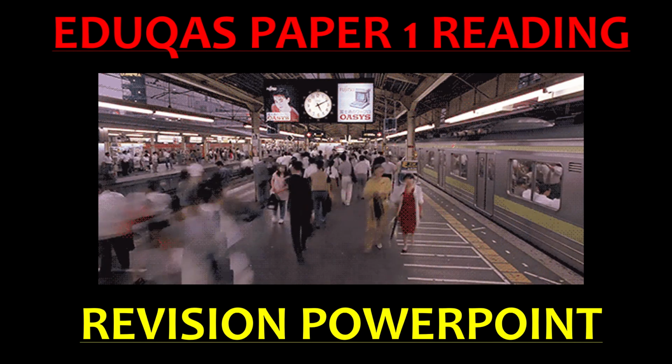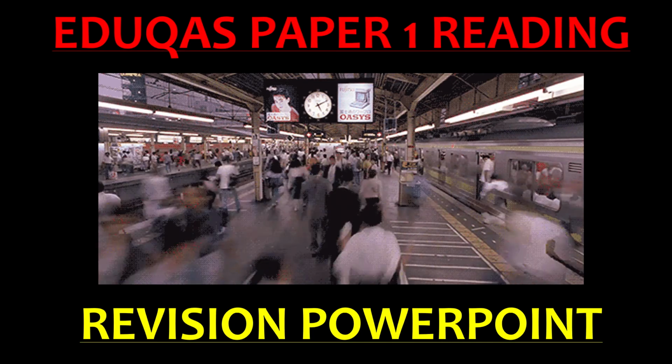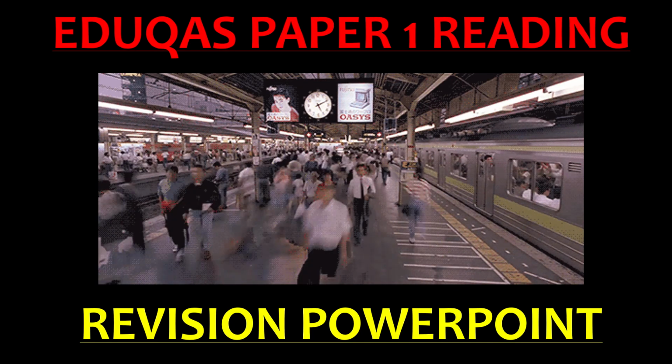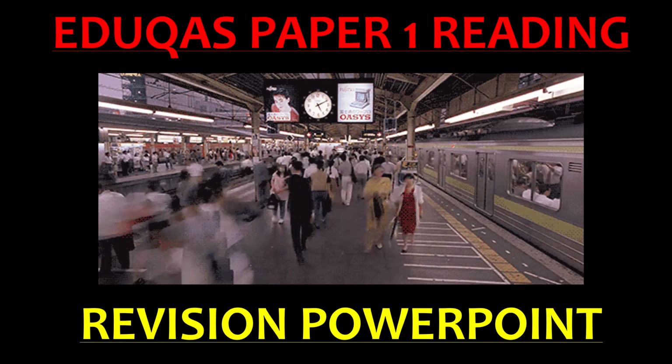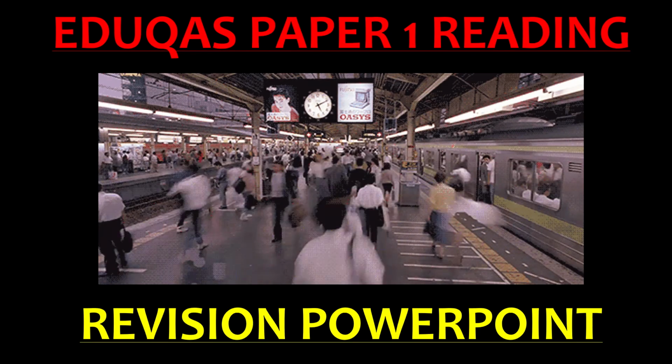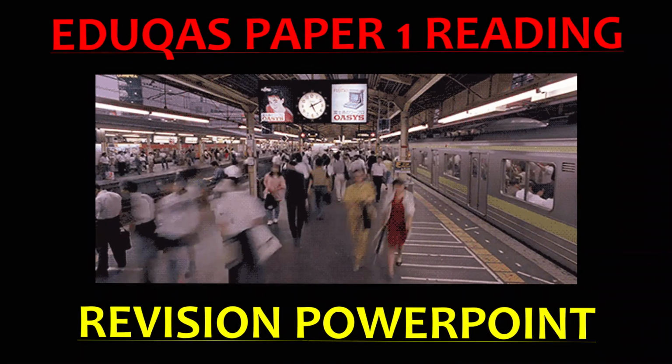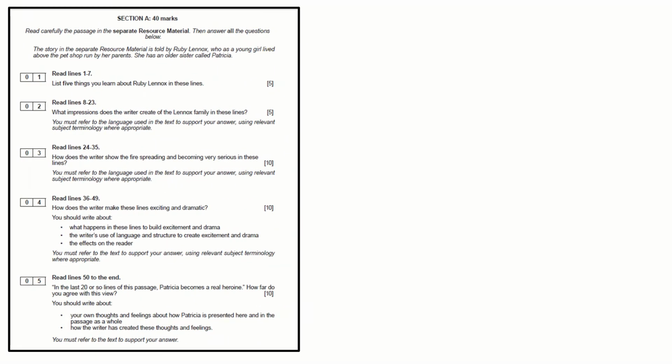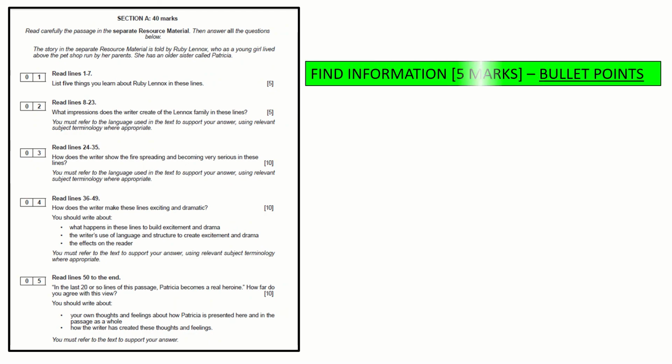This is paper 1, we're looking at the how question. This is from an old exam paper. If you want to look at the exam paper, if you just type in Eduqas English Megan, you should be able to find it. So in the reading exam for paper 1, we've got 5 questions.